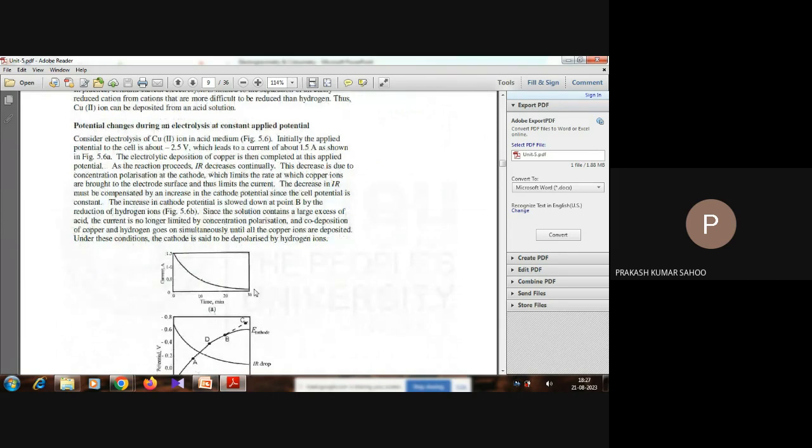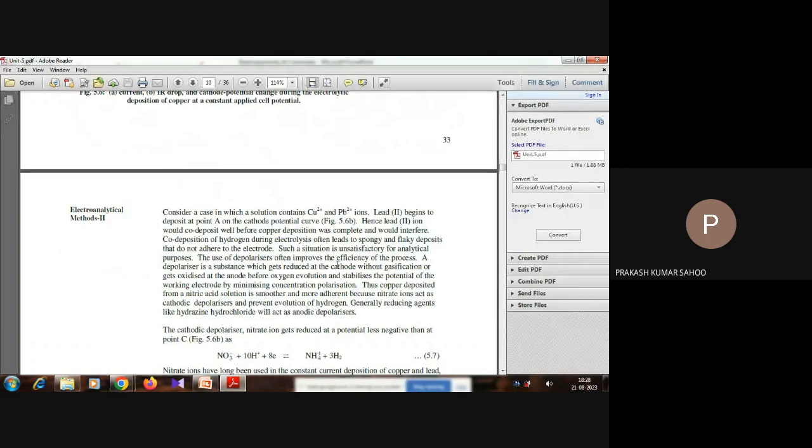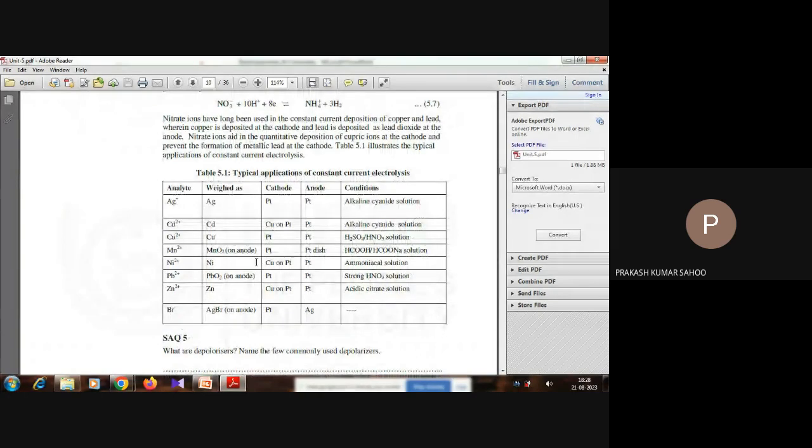Then potential changes during the electrolysis at constant applied potential. So this is at a constant potential by using one extra reference electrode, that is generally a mercury oxide electrode, which acts as the cathode, and the stirrer acts as the anode. Already we have discussed this one, and the concept of concentration polarization is supposed to happen at the cathode due to that membrane concept, that is liquid junction potential.